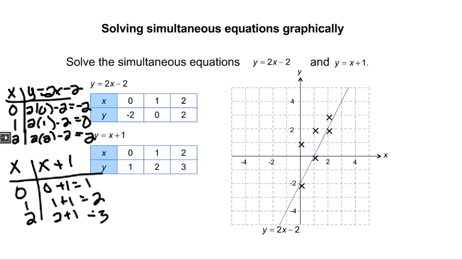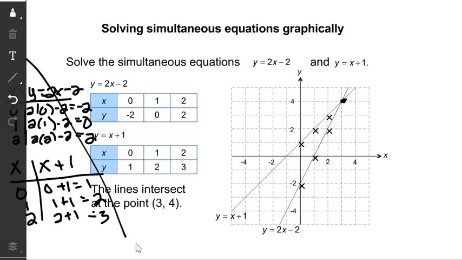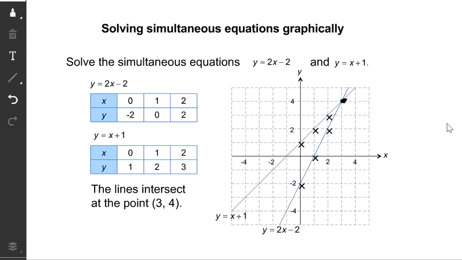There they are. And now I'm going to continue my line. And this is why it's really important to accurately plot your points, because once you plot your points, you're going to see hopefully a nice spot where they intersect. So there's the spot there. And so we can see that the lines intersect at the point 3, 4. And so if I give myself some space, there we go. So my answer would be 3, 4.